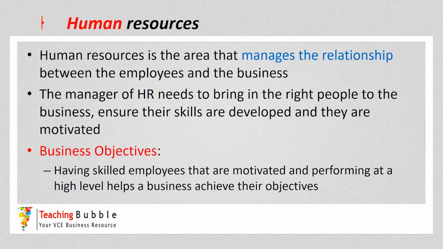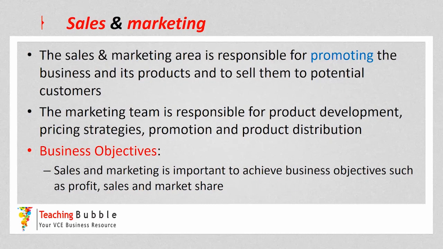The sales and marketing area is responsible for promoting the business and its products so that it can sell them to potential customers. A business can have a wonderful product, good or service, but if the customers don't know it exists, then it's less likely to make sales. So it's important that sales and marketing is involved in trying to promote the business and its products.